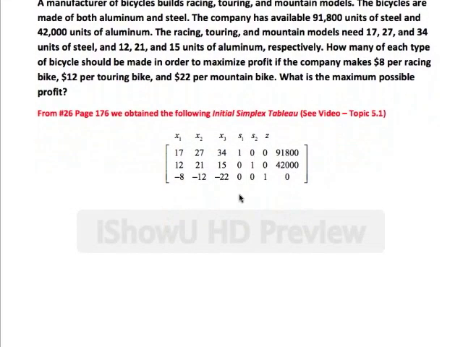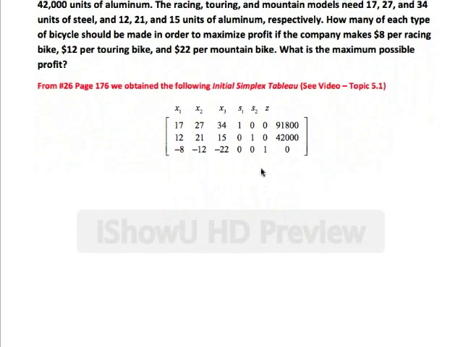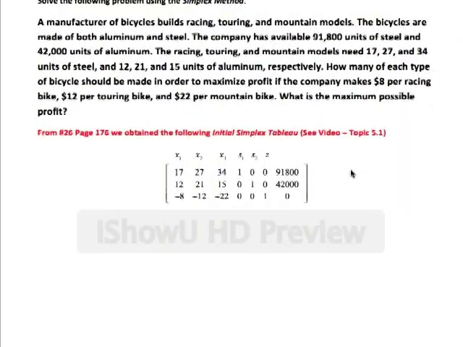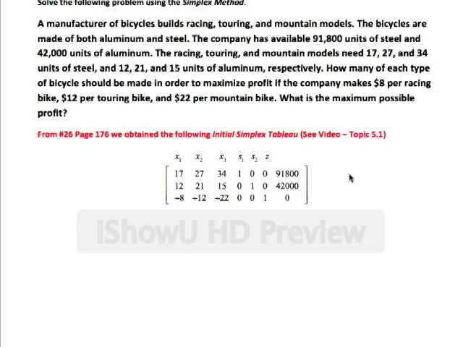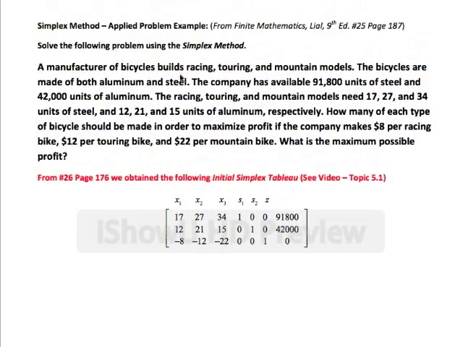Okay, in this question we're going to use the Simplex method to complete the solution to the question we did in the previous topic, and that was setting up the initial Simplex tableau for this applied problem. You remember that we had the manufacturer of bicycles who builds three different kinds of bikes, and we applied our methods of translating all these words by first of all choosing x1 as the number of racing bikes, x2 as the number of touring bikes, and x3 as the number of mountain bikes.